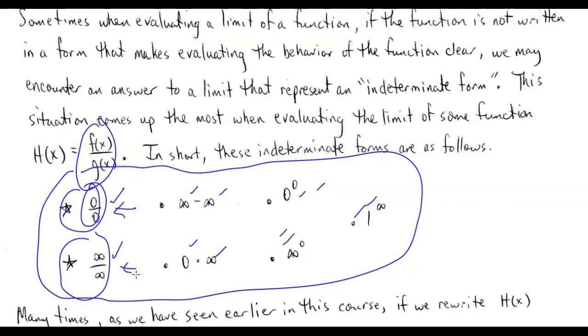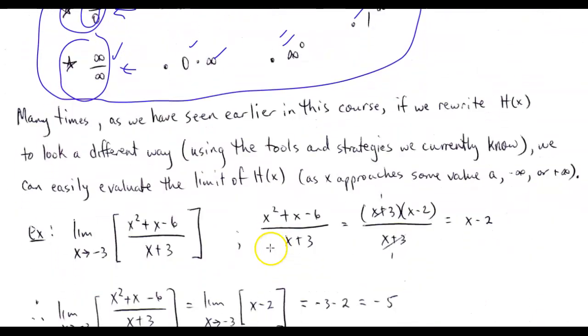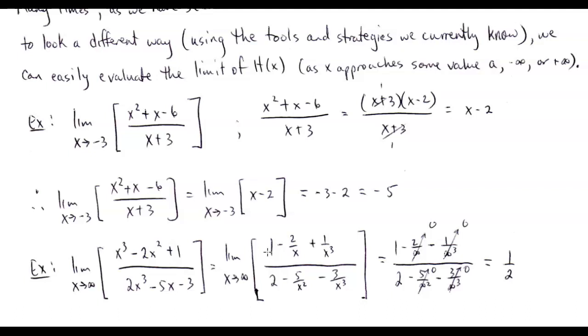All right, so again, to put this into perspective, let's look at this first example here. Now, this example is an example of some of the limits that you probably would have dealt with when you first learned how to evaluate the limit of some function at a particular x value. And so in this case, we have (x² + x − 6)/(x + 3), and we want to evaluate the limit of that as x approaches −3 from both the left and the right.